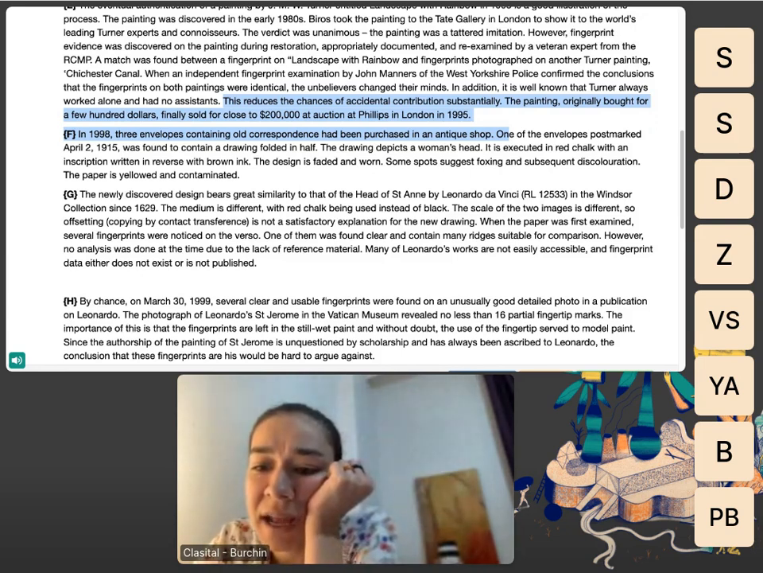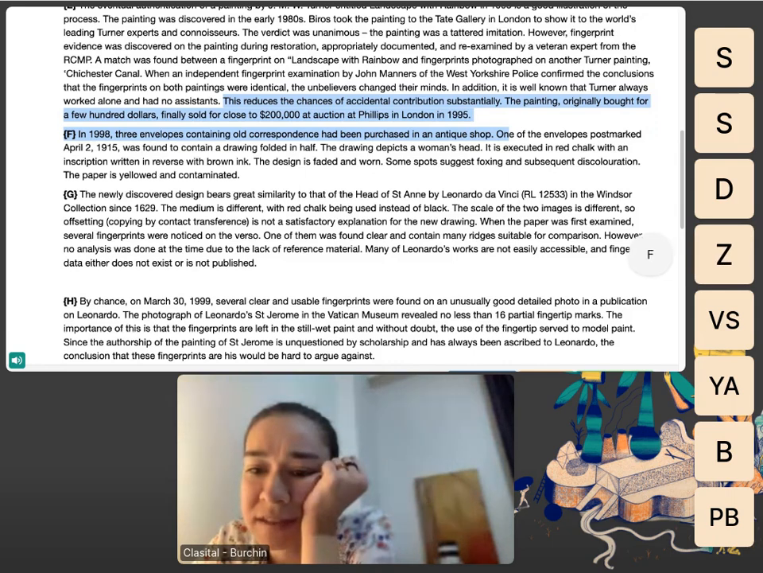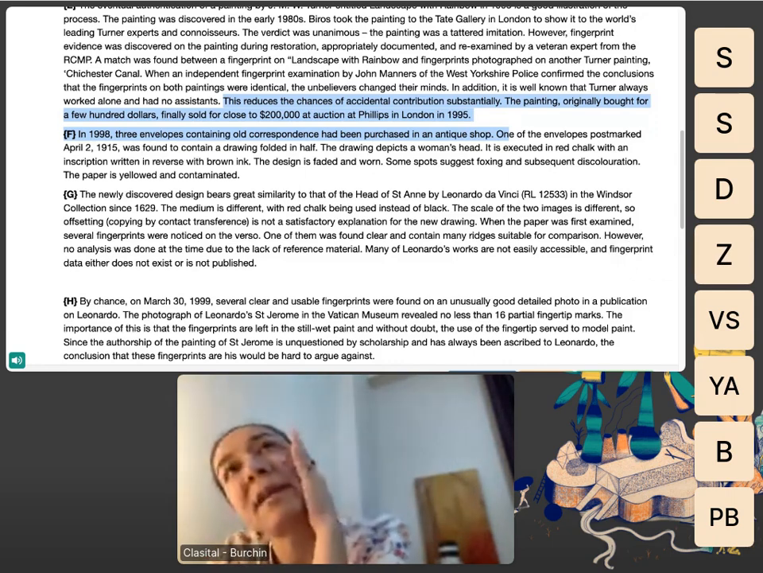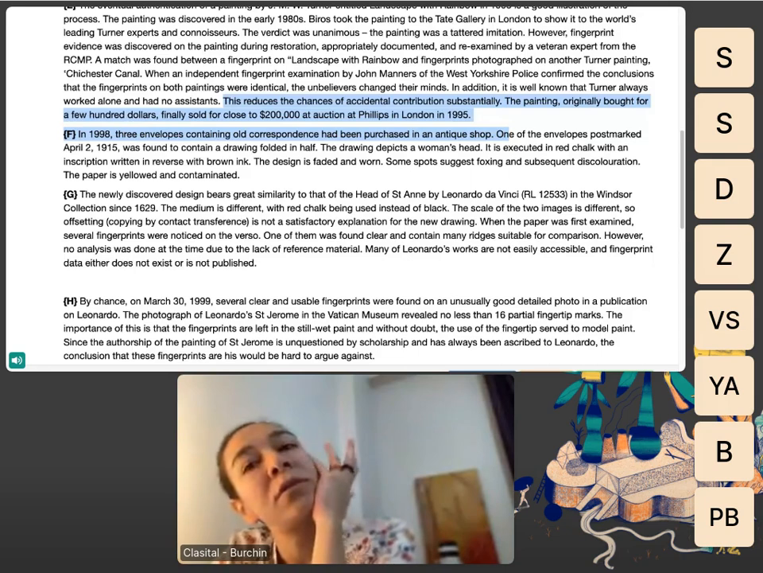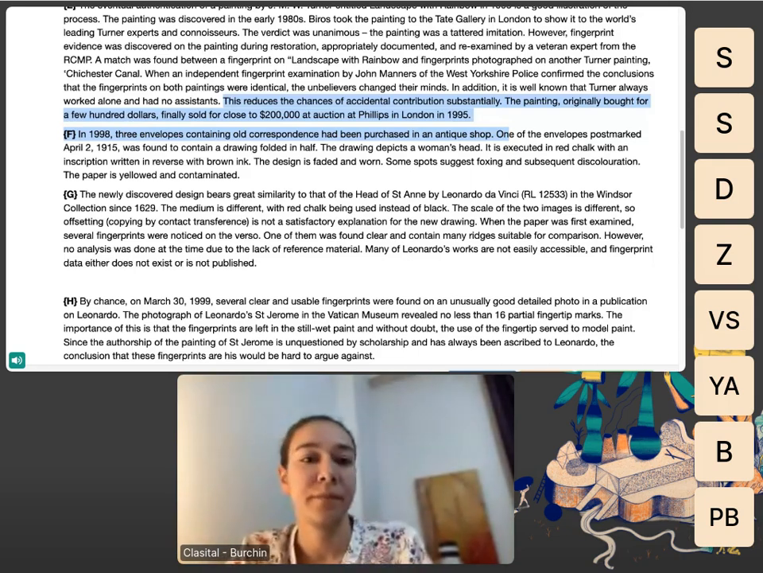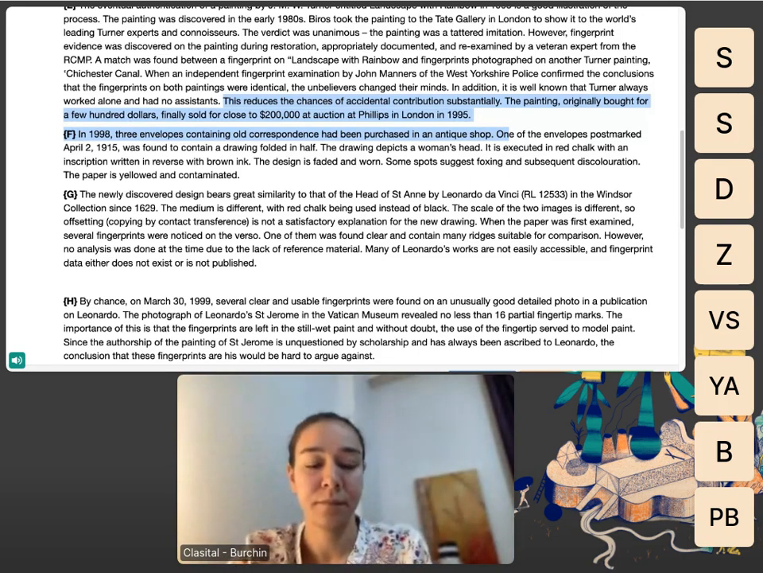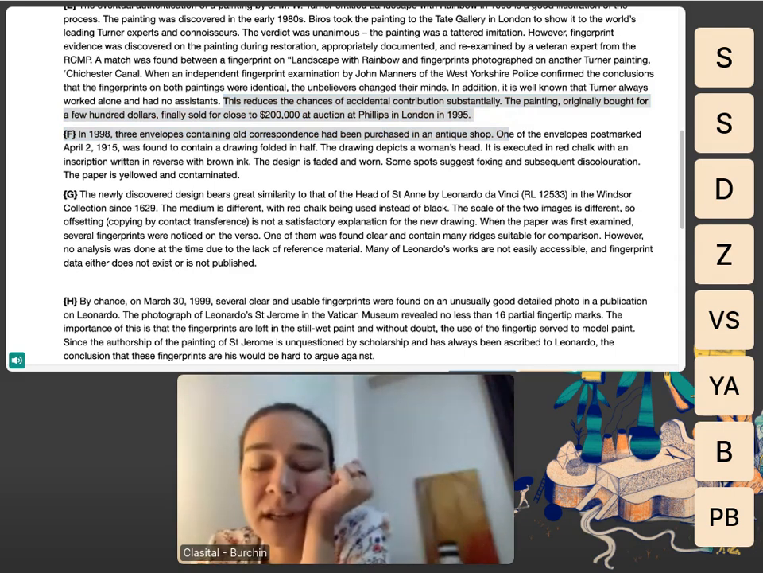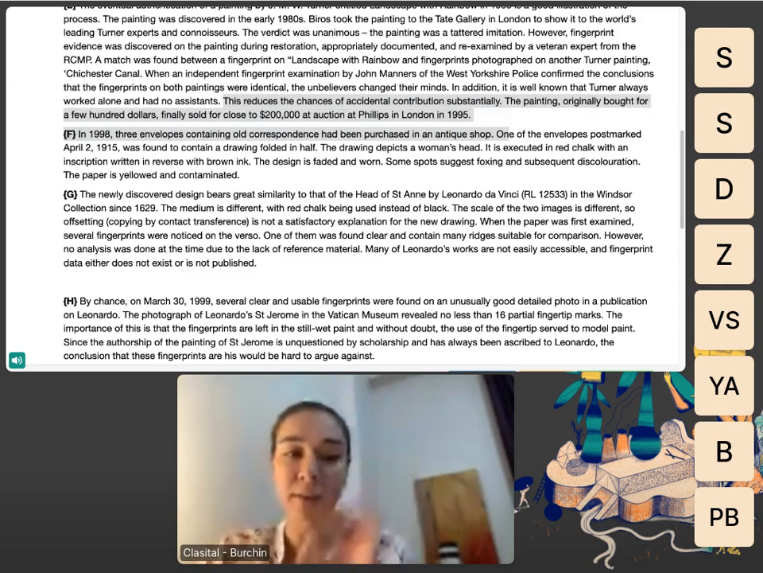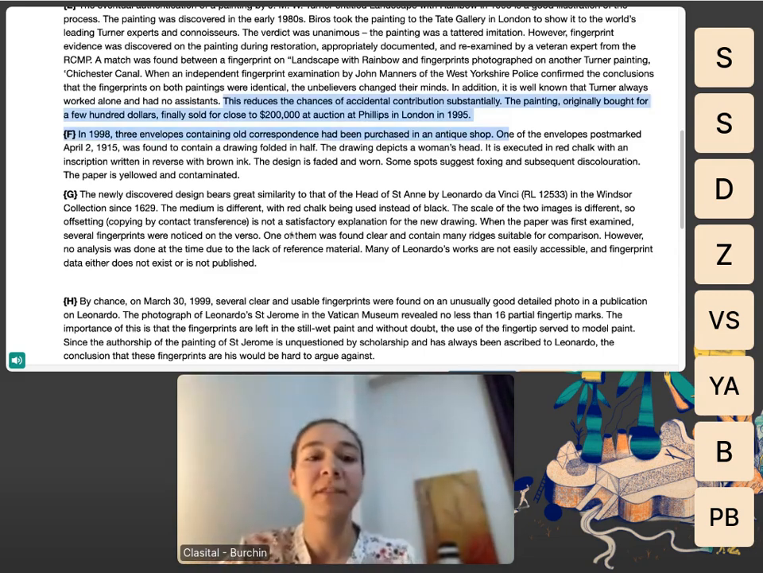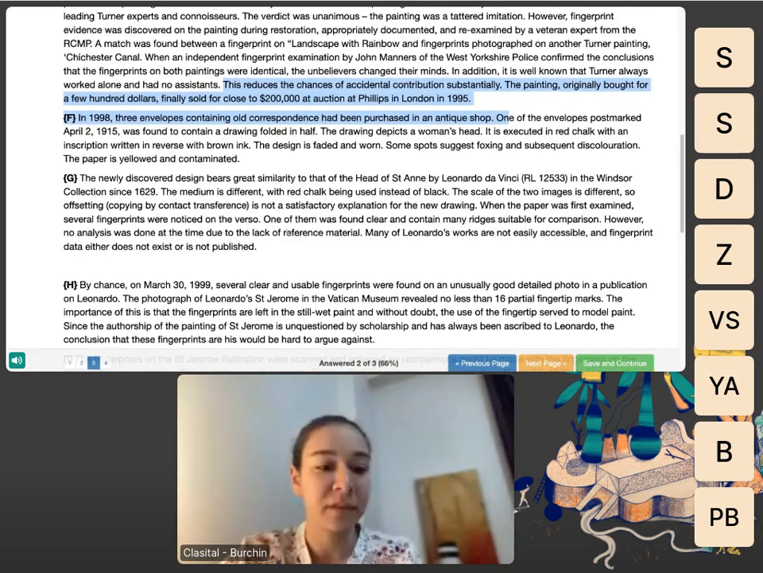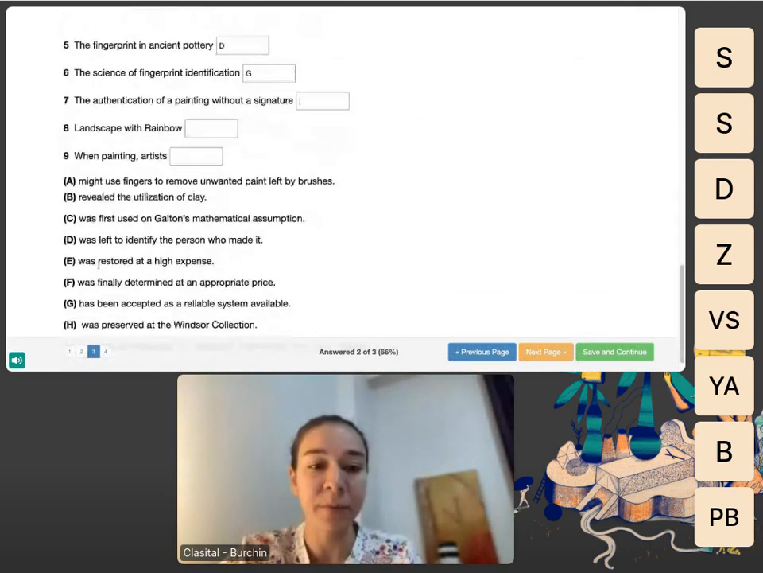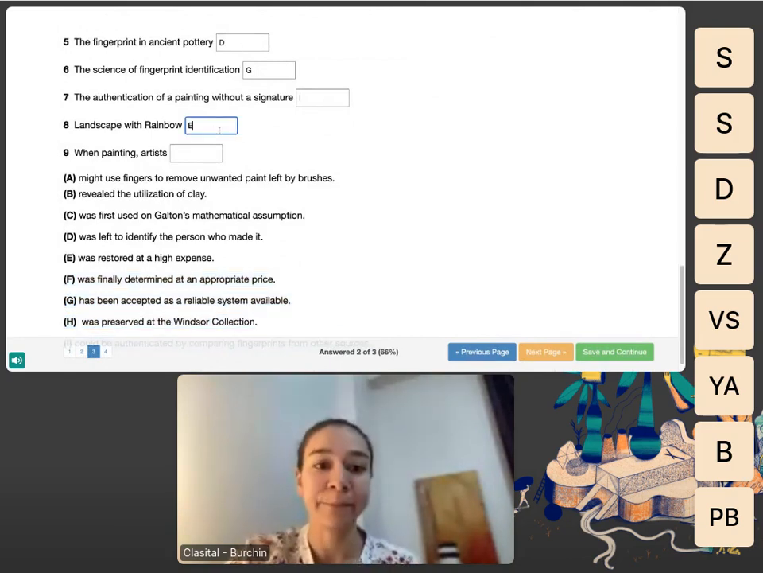Was restored at a high expense. Restored, what do they mean here? No, it is not restored. It is actually was finally determined at an appropriate price. So it was its appropriate price. So it makes my answer, well, what was it? Was finally determined at an appropriate price. It makes my answer E.